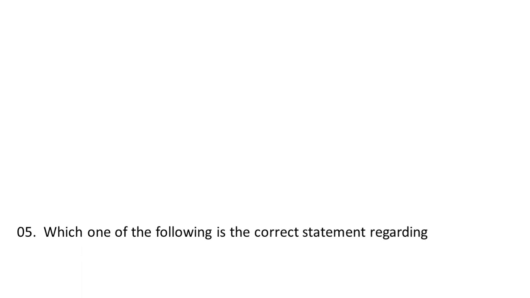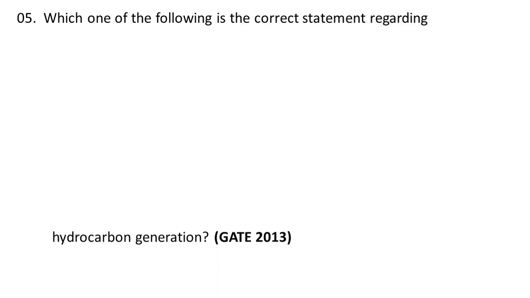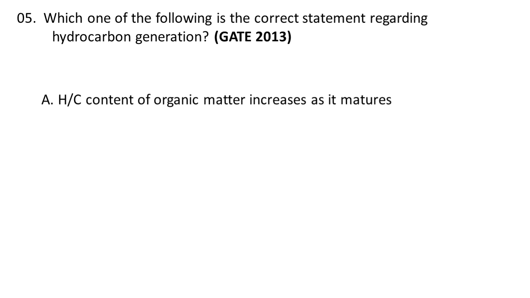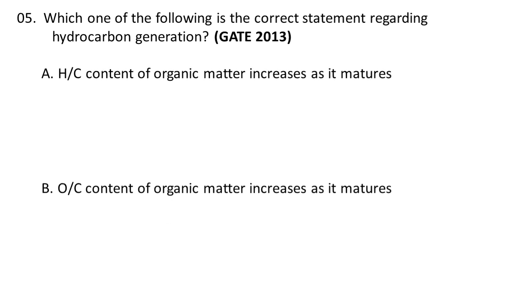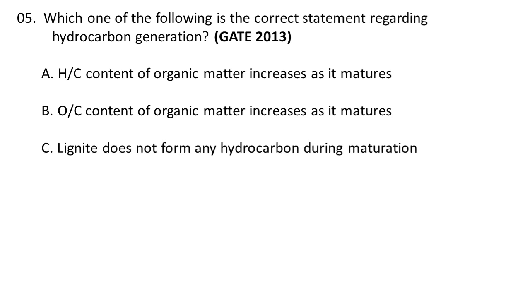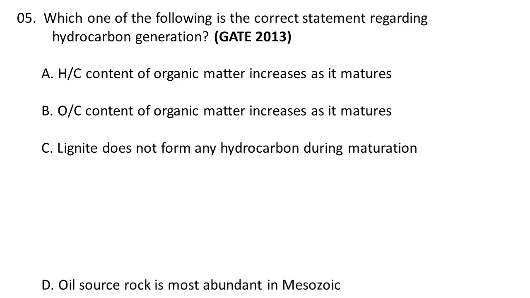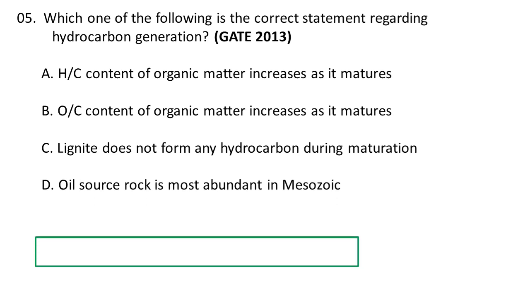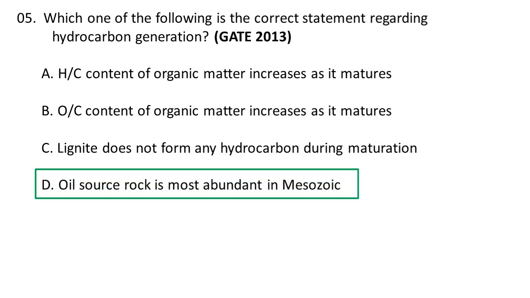Next question. Which one of the following is the correct statement regarding hydrocarbon generation? The choices are A. Hydrogen to carbon content of organic matter increases as it matures, B. Oxygen to carbon content of organic matter increases as it matures, C. Lignite does not form any hydrocarbon during maturation, and D. Oil source rock is the most abundant in the Mesozoic. The correct statement is that oil source rock is the most abundant in the Mesozoic. So D is the correct option. Next question.